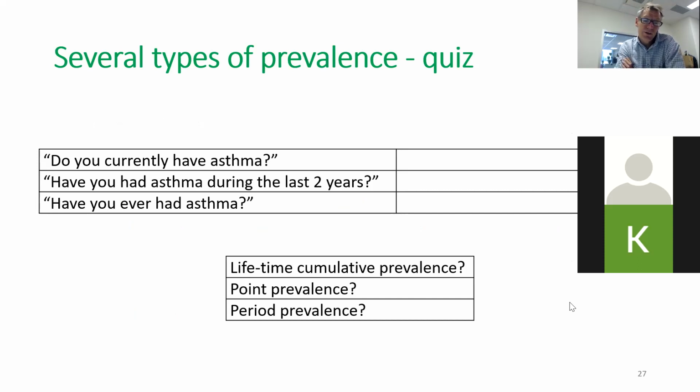For example, you can describe prevalence in lots of different ways. It could be point prevalence, period prevalence, or lifetime cumulative prevalence. But it depends on how you ask the question. So if you ask, do you currently have asthma? What do you think that is? Do you currently have asthma? What sort of prevalence is that?